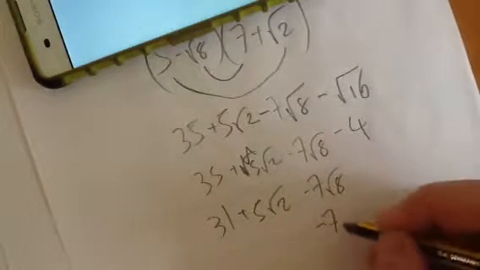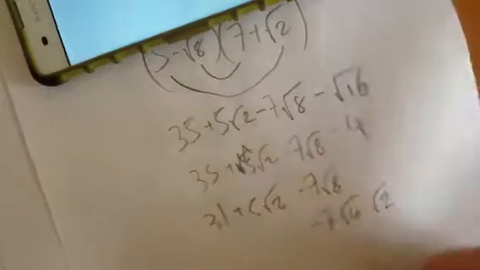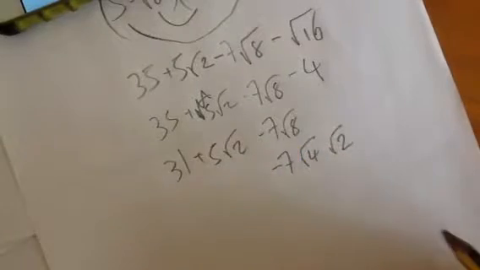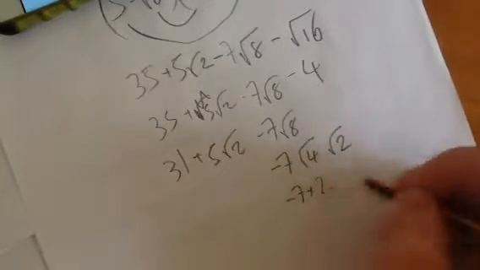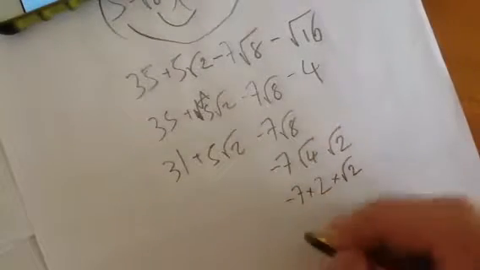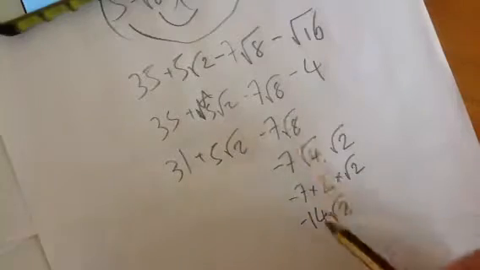So I'm going to write it as minus 7 times the square root of 4 times the square root of 2, because 4 times 2 is 8. We know the square root of 4 is 2. So I've really got minus 7 times 2 times the square root of 2, which is minus 14 square root of 2. Okay? So these two are identical.